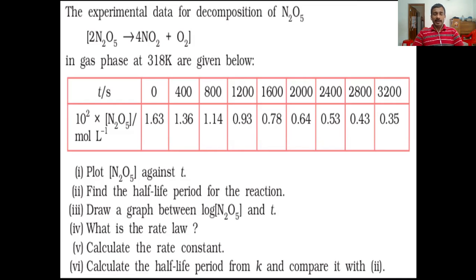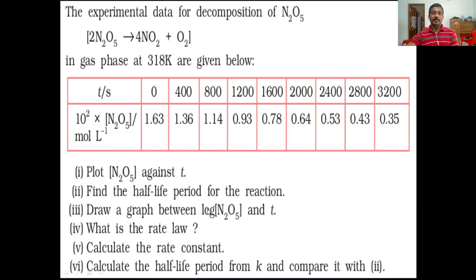Find the half-life period of the reaction. Here, the half-life period is very easy to find out. 1.63, if it is reduced to half, what will be the concentration? 0.815, isn't it? 0.815 nearly here, so in between 1200 and 1600. You will get the value clearly from the graph after plotting it. I will show the answer, but now you try to do it yourself.